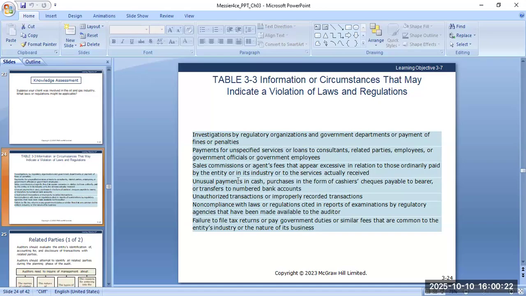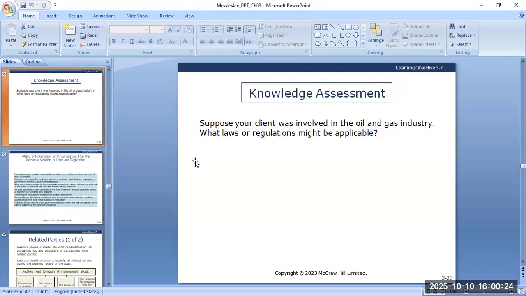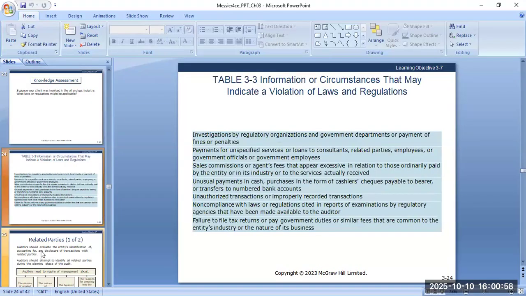That might be relevant for all of those; it will be relevant for this oil and gas industry. As you can see, every industry has special regulation and special requirements. The question is, are we familiar with the law and regulations which are applicable to that industry? And if we are not, do we have appropriate specialists who can help us to understand the risks and the potential misstatements which are related to that type of business?